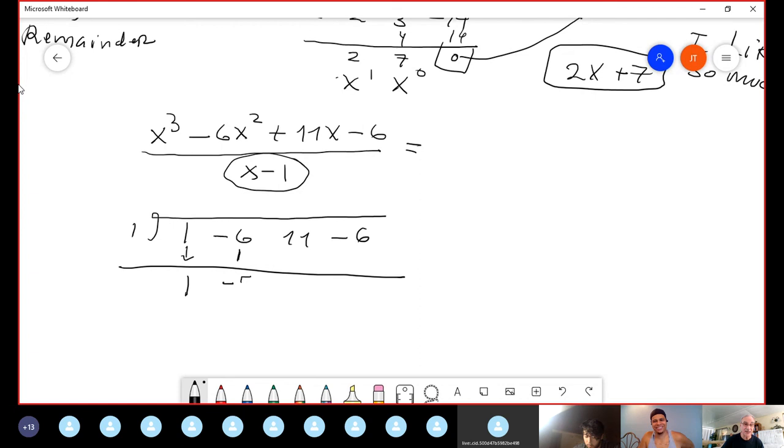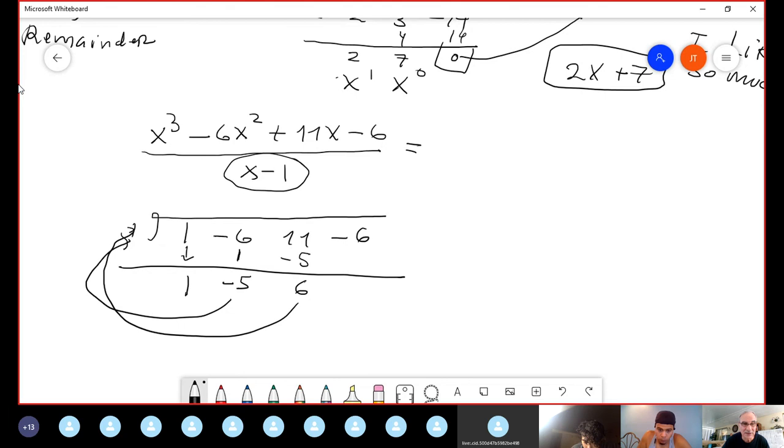Multiplication, negative 5 times 1. You bring down this one directly, and you multiply this and this. You copy that multiplication here and combine like terms: negative 6 and 1 is negative 5. Multiplying this and this is negative 5, and this is 6. Multiplying this and this is positive 6, and the remainder is 0. That means that when the remainder is 0, x minus 1 is a factor of this polynomial, because when you perform the division, you get 0 remainder. It's an important idea.